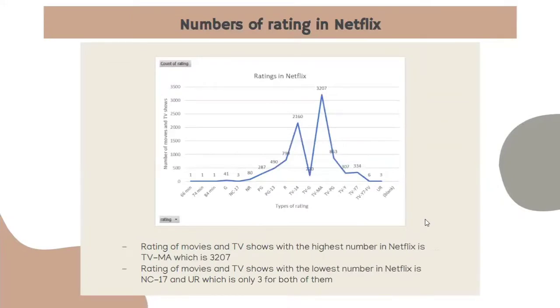Now we move on to the numbers of rating in Netflix. The rating of movies and TV shows with the highest number in Netflix is TV-MA, which is 3,207, while the rating of movies and TV shows with the lowest number in Netflix is NC-17 and NR, which is only 3 for both of them.